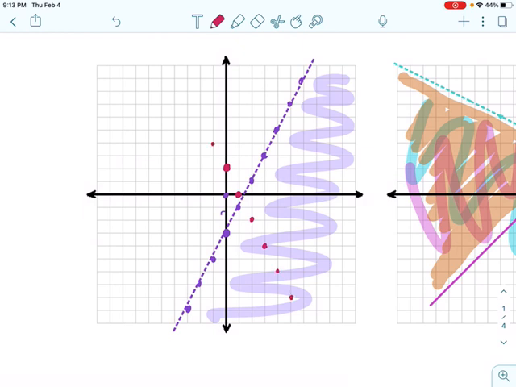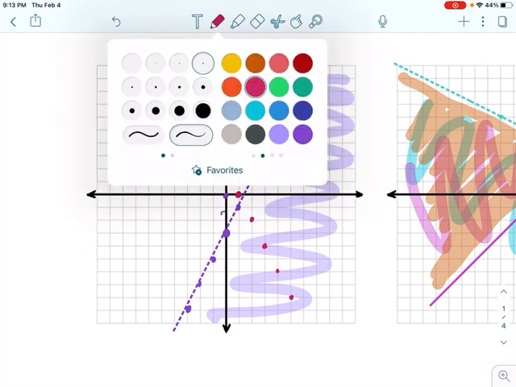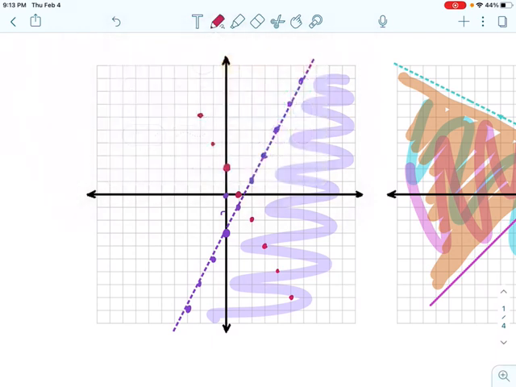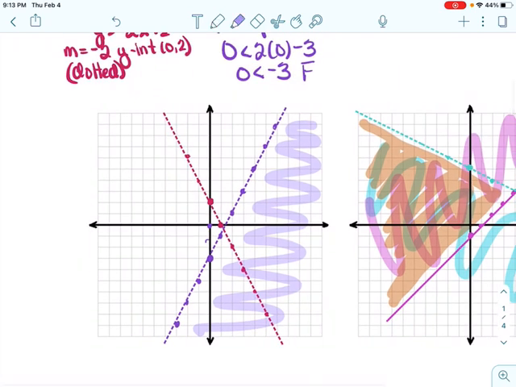I have a tendency to put a lot of dots on there, and I don't really need to. It is dashed. And there it is. Isn't that cool? I just think that is like the neatest thing ever.